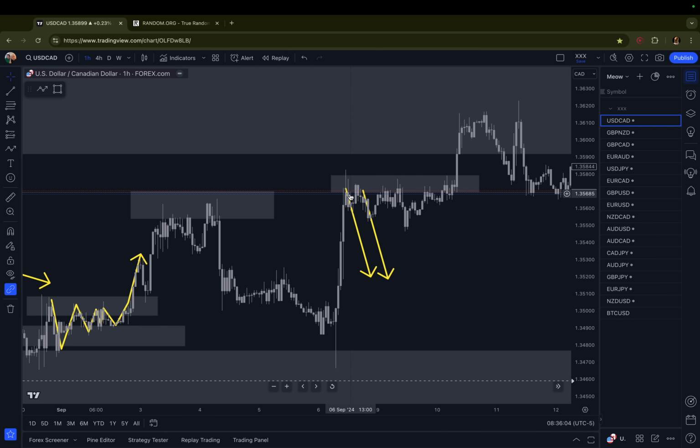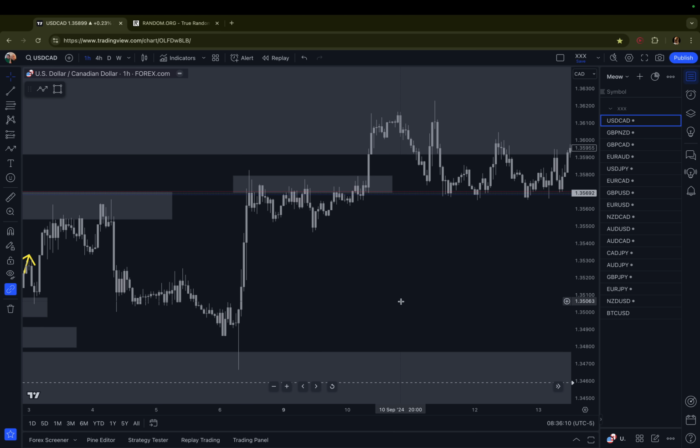So in that case right here, you can see that price did not do that. It did not go down. It just kept going sideways, kept banging into the resistance zone over and over and over. Then we had a continuation higher.